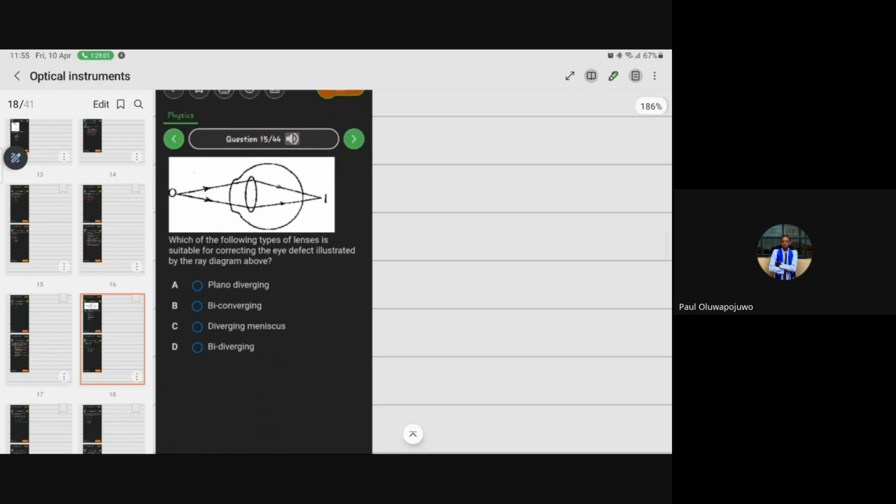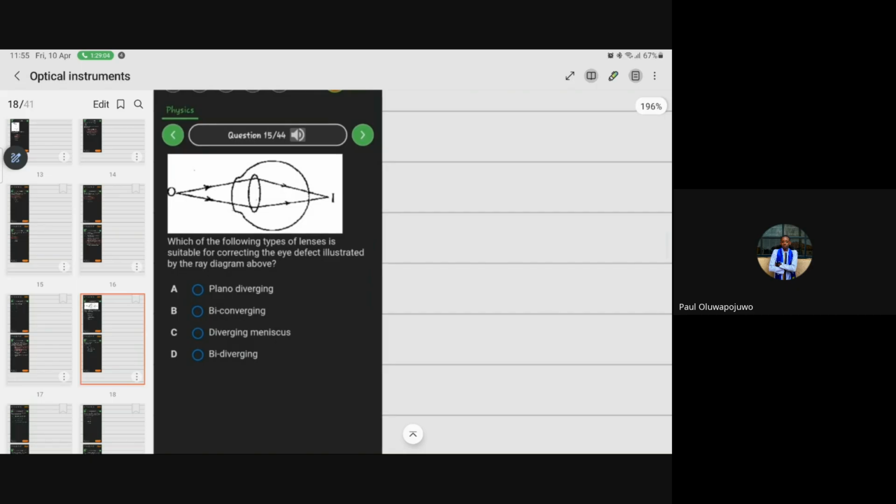Which of the following types of lens is suitable for correcting the eye defect illustrated by the ray diagram above? What happens in this ray diagram? Who can explain that? What do you think is happening here? Long-sightedness. The image is formed behind the retina. Good. So when it forms behind the retina, what lens do we use to correct long-sightedness?